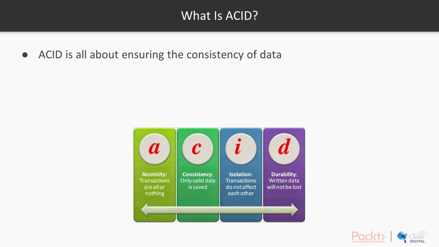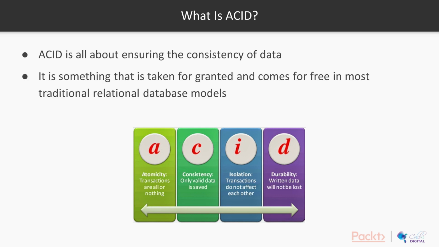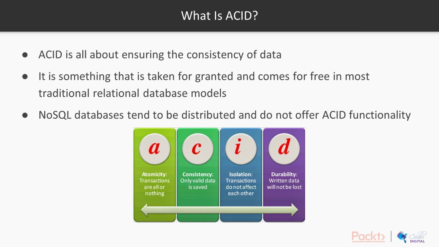Well, firstly, I guess we need to take a step back and understand what ACID is. So ACID is really all about ensuring the consistency of data. And it's something that you kind of take for granted because it comes pretty much for free in most traditional relational database models. But with distributed systems like DynamoDB, you don't really tend to find that they're ACID compliant. And most NoSQL databases are distributed and therefore don't tend to be ACID compliant. So what does ACID mean?